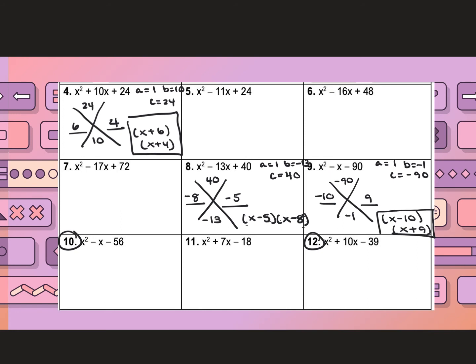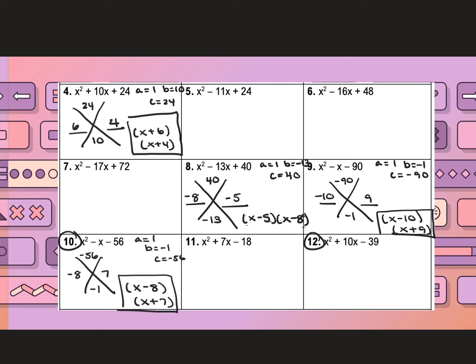All right, so looking at number 10, I have A is equal to 1, B is equal to -1, and C is equal to -56. So I want two numbers that when I multiply them give me a -56, that when I add them together give me a -1. Those factors are going to be -8 and 7. So my factors are x minus 8 times x plus 7.